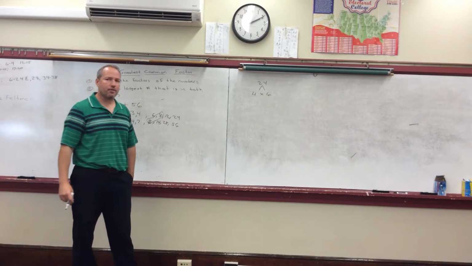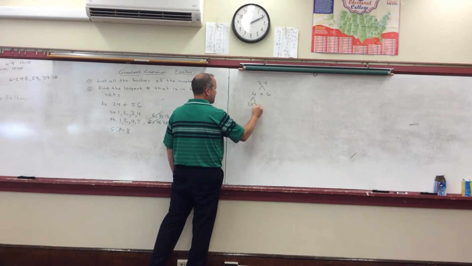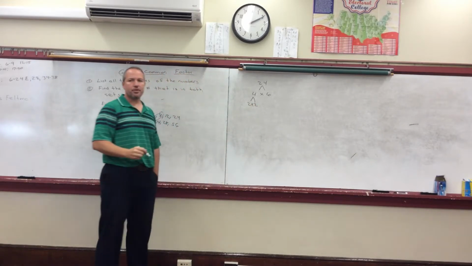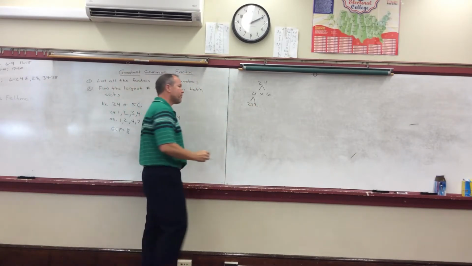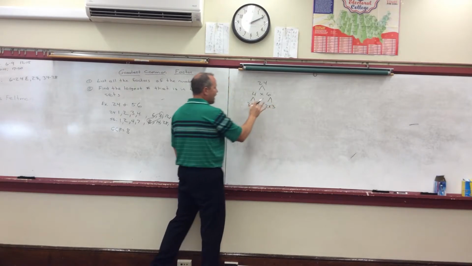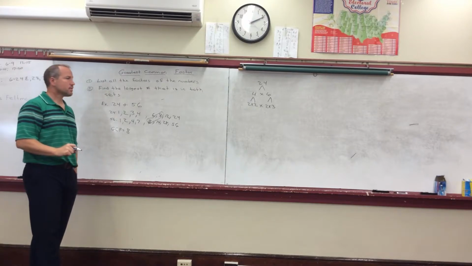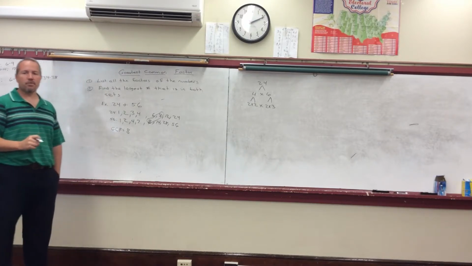4 can then be broken into 2 times 2. 6 can be broken into, Nadia? 3 times 2. Now those numbers cannot be broken any farther. Okay, so we're in prime numbers.